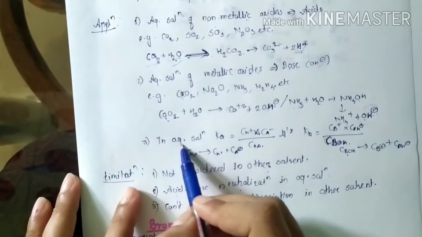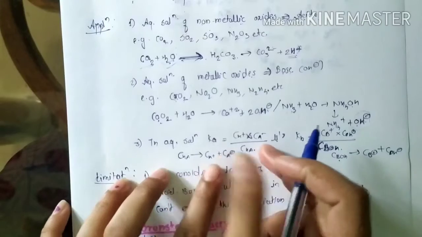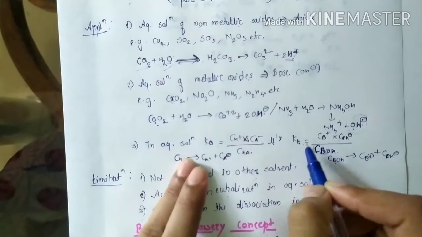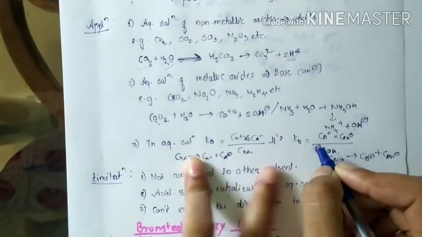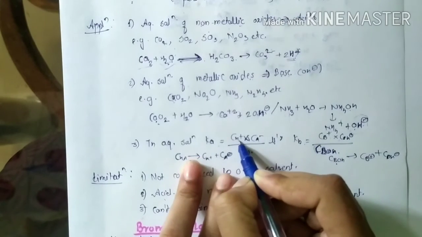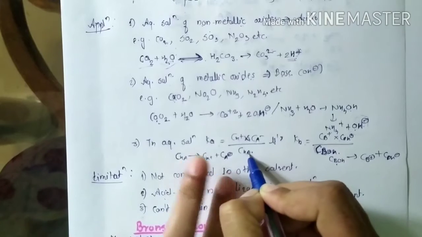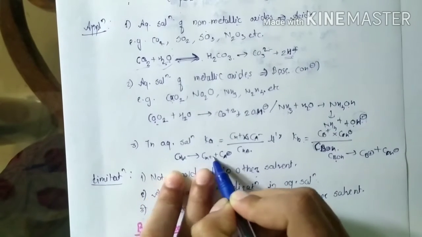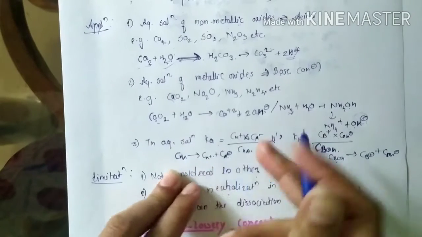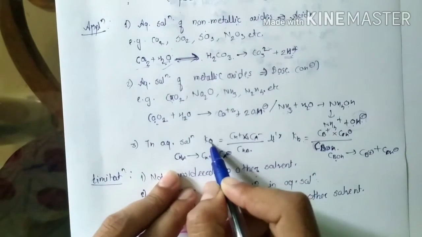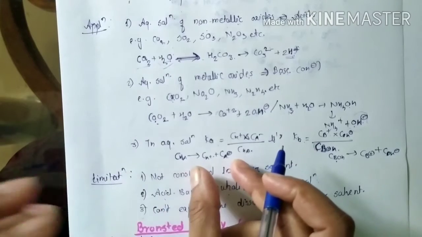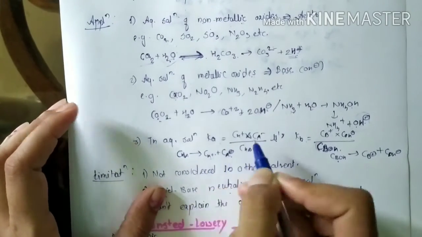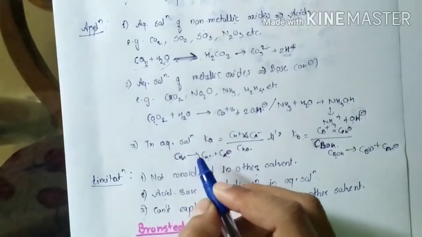Next one, in aqueous solution, the dissociation constant for an acid and base can be calculated by using the formula: concentration of H plus times concentration of A minus divided by concentration of HA. Here the acid HA dissociates into H plus and A minus. For knowing the dissociation constant, we first multiply the concentrations of H plus and A minus and divide by the concentration of HA.